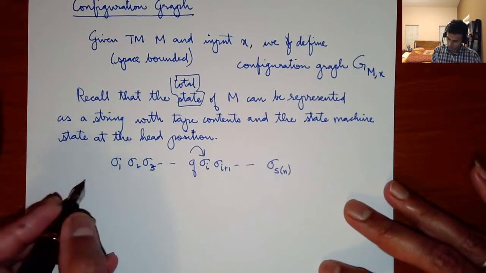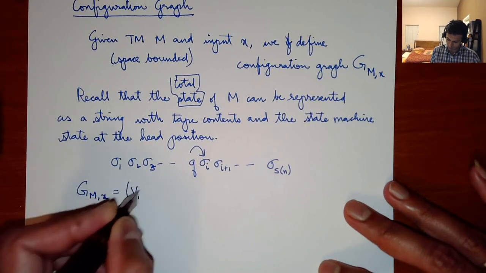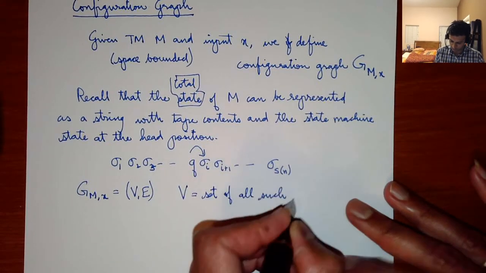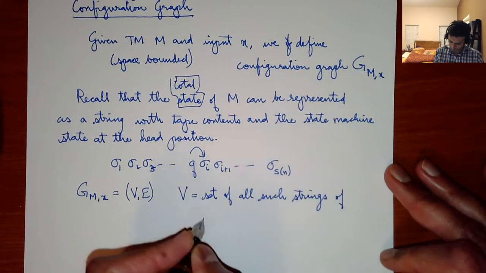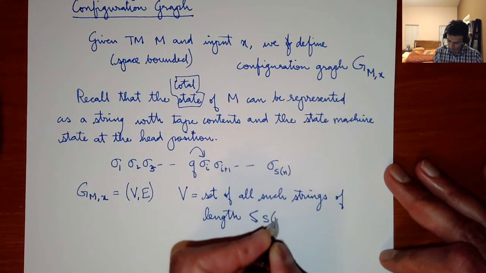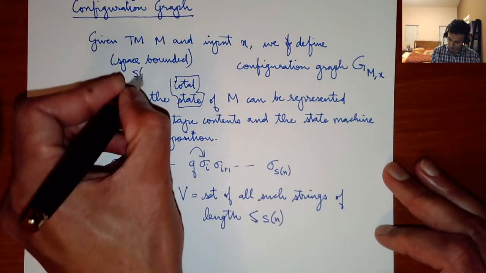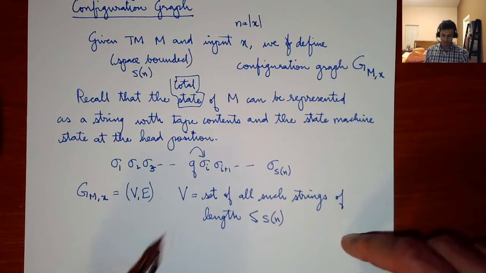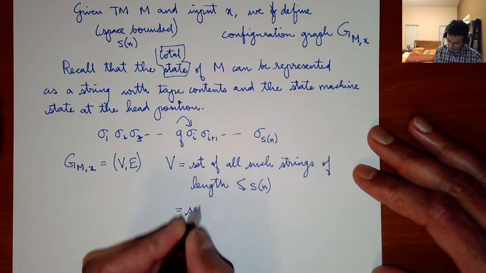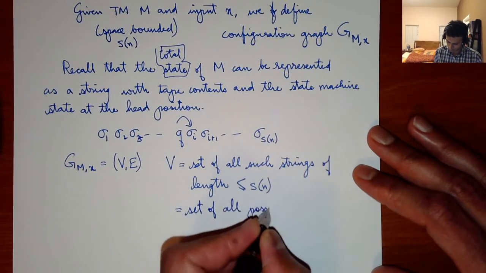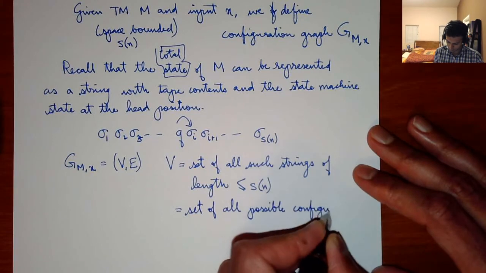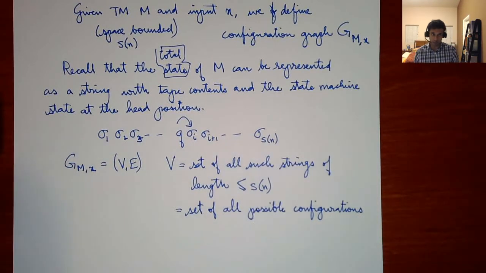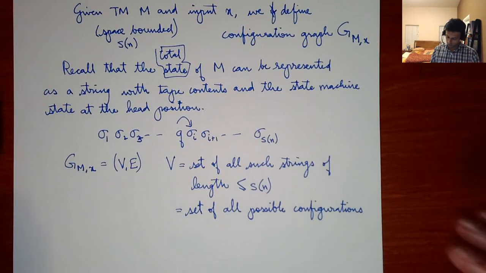Okay. So in G_{M,x}, V is the set of all such strings of length at most s times n. So what is s times n? So it's a space-bounded machine. n is the length of x. So if it's a space-bounded machine, then the vertex set is just the set of all possible configurations. It's important to note that the set of possible configurations is finite because the space is bounded. Okay?